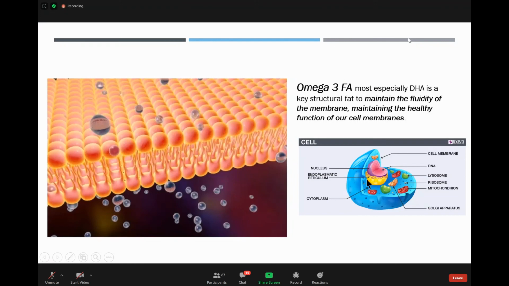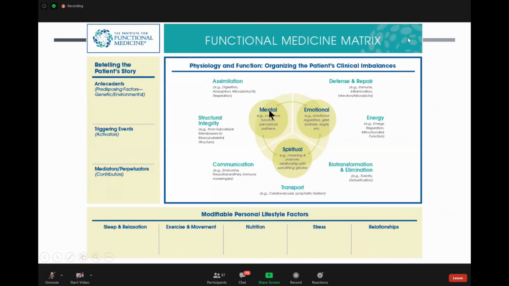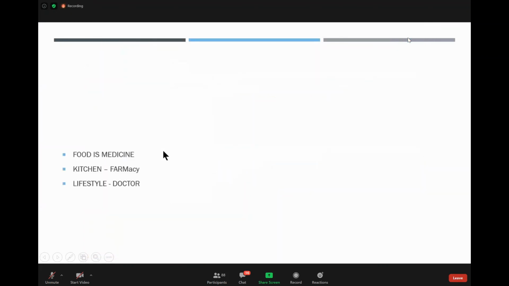Again, we see the patient as a whole. So hindi lang basta mata. Kasi baka may iba pa siyang problema. So we see the patient as a whole. We give your supplementation, we give your food, your whole foods, plant-based diet, exercise, and then we give everything na ganyan. So ayun. So food is medicine. Your kitchen will be your pharmacy, and your lifestyle will be your doctor.